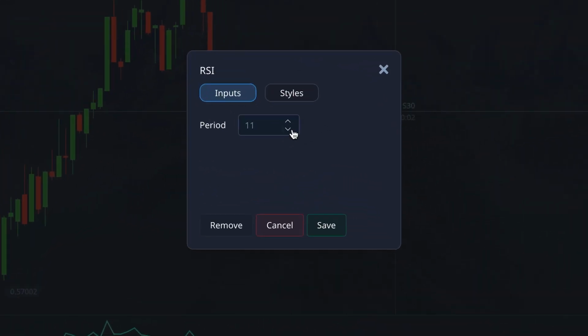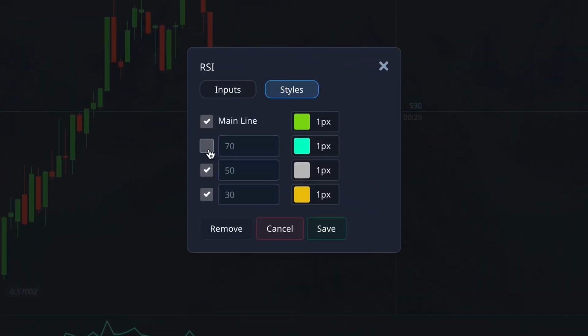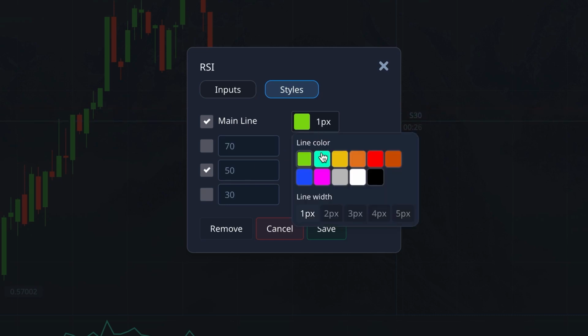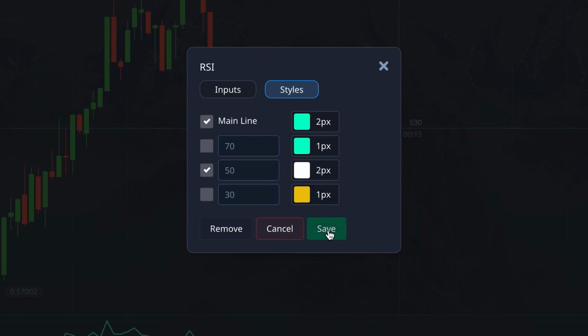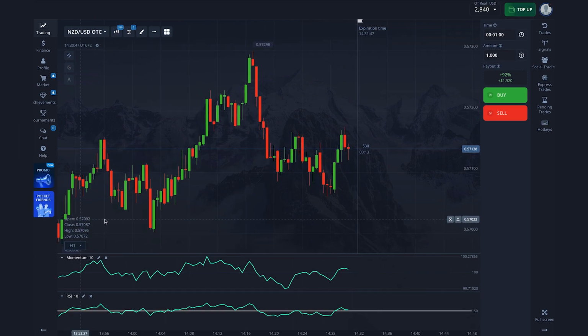Period, we set 10. Switching to the Style. Disconnect lines 70 and 30. The main line is turquoise in color, width 2. We make line 50 white, width 2. Move opacity to the right. Saving. The indicators are ready to work.